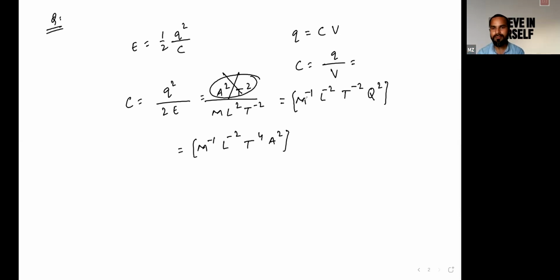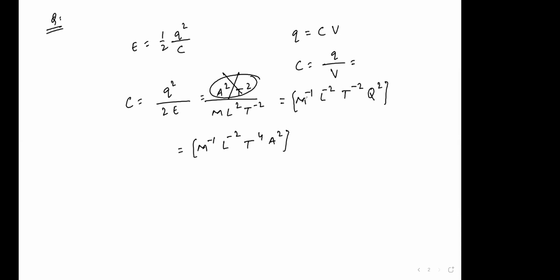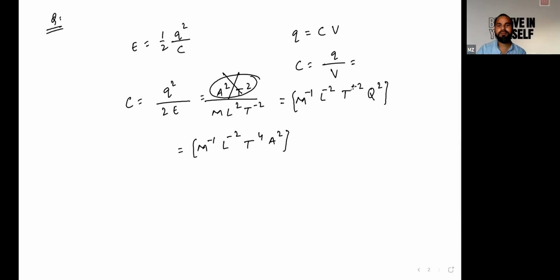Okay. But in the option it's written T raised to 2, not -2. It would be just T raised to the power plus 2. If you bring this particular T to the numerator, it would become positive 2.